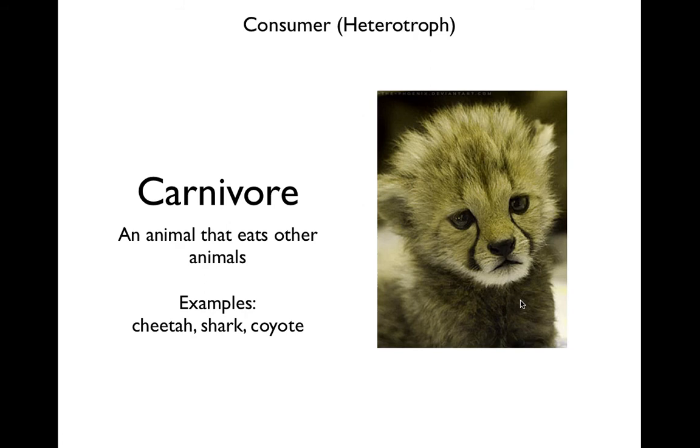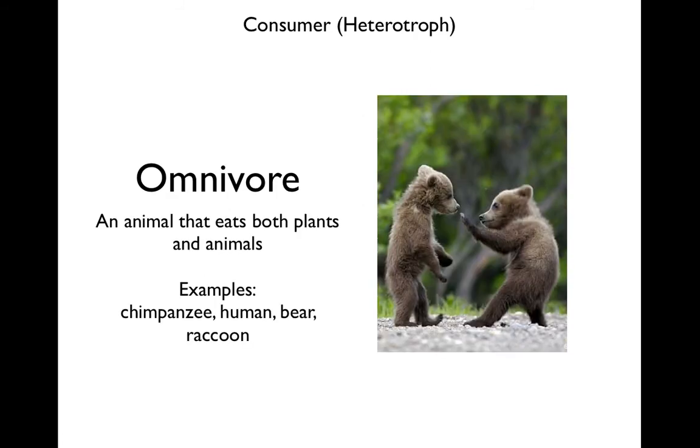Because we have a third category, which many of you could guess, and that's an omnivore. And an omnivore is an animal that eats both plants and animals, okay? So chimpanzees, bears, raccoons, and then, of course, humans. Yes?